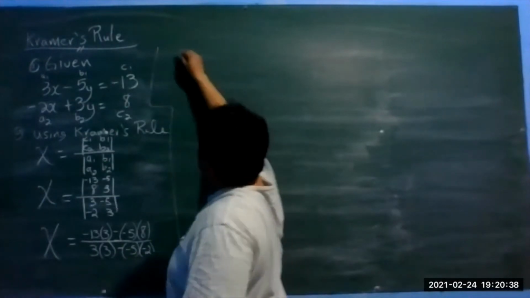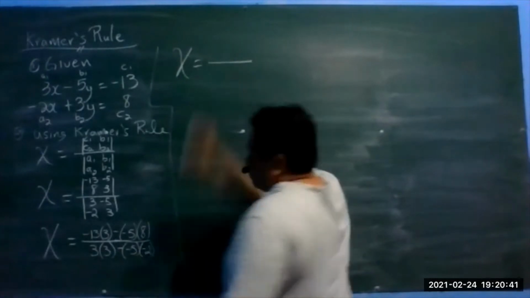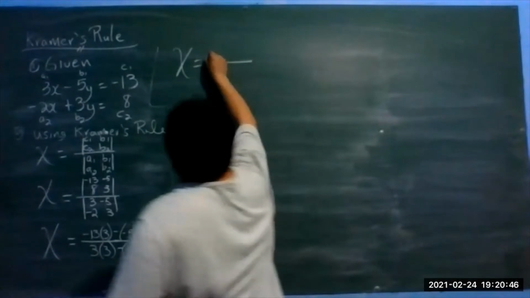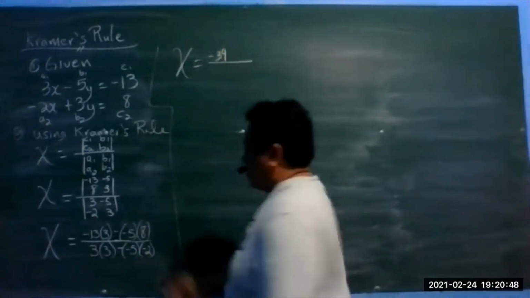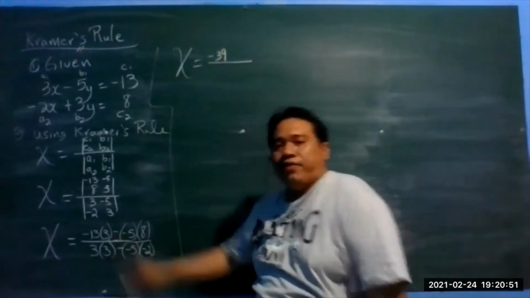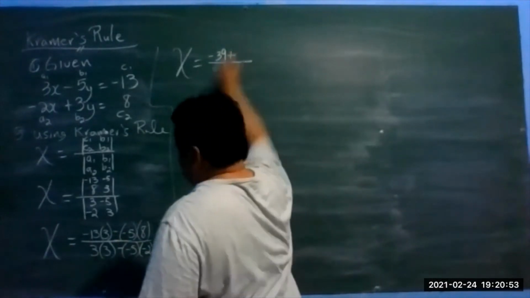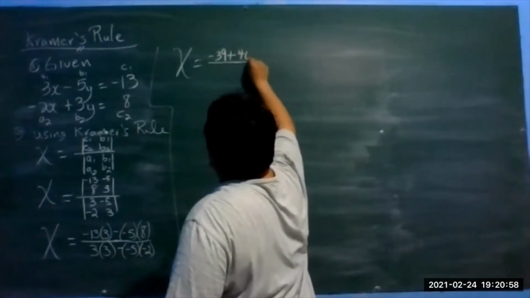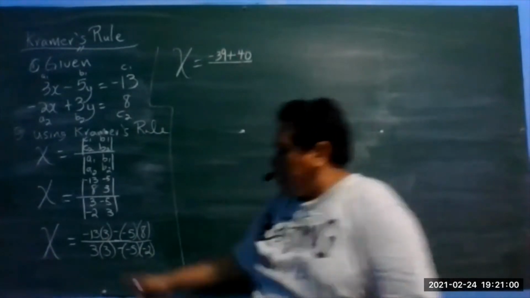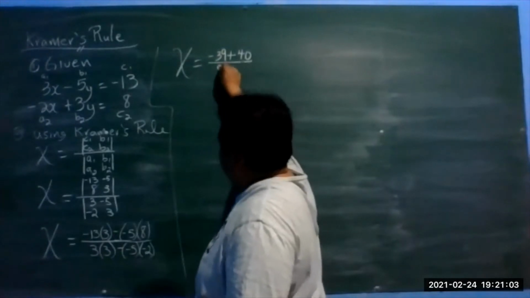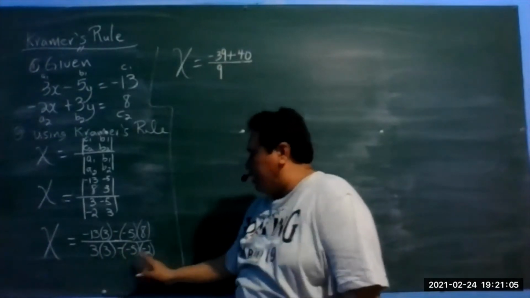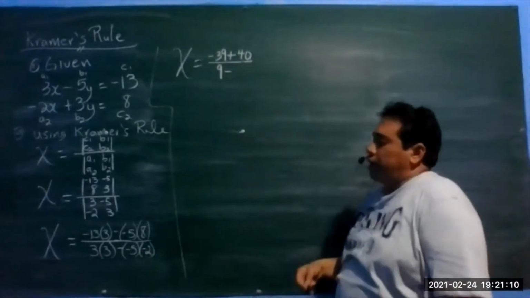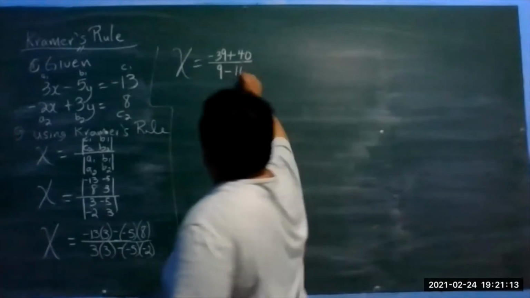finding x. So x is equal then to negative 13 times 3 is negative 39. And negative times a negative will give me a positive. 5 times 8 is 40. And then 3 times 3, we should know that's 9. And negative times a negative times a negative is simply a negative. And 5 times 2 is 10.